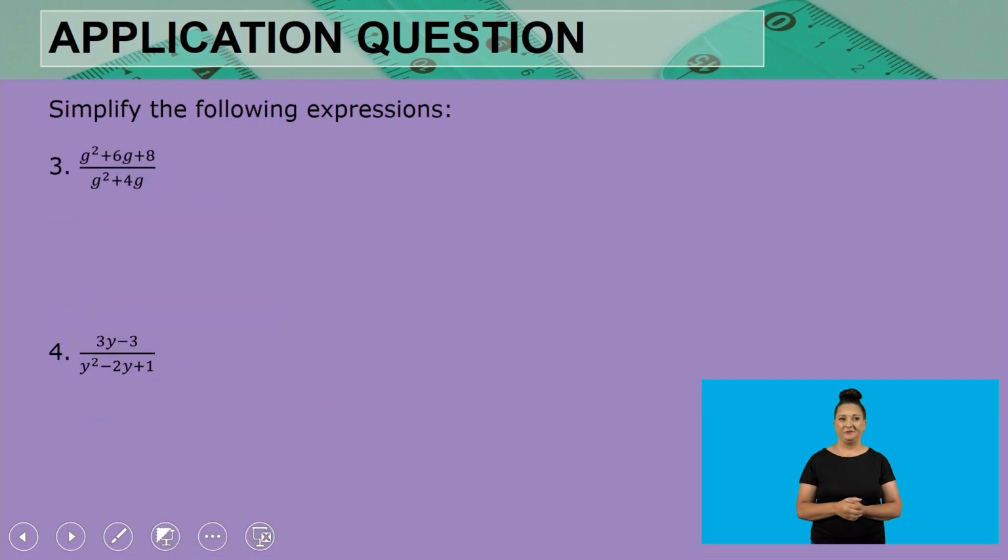Let's look at more of those questions. We're still simplifying the following expressions. We're looking for the different methods that we have learned to simplify these fractions.